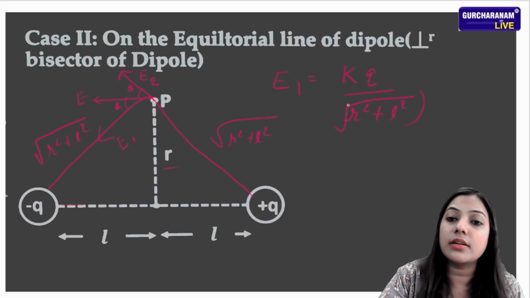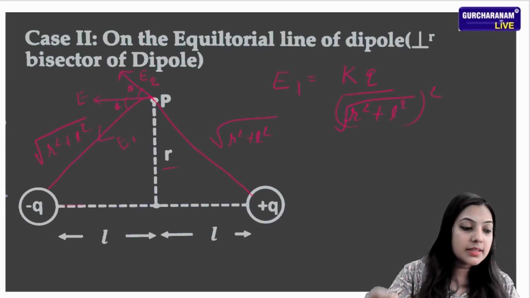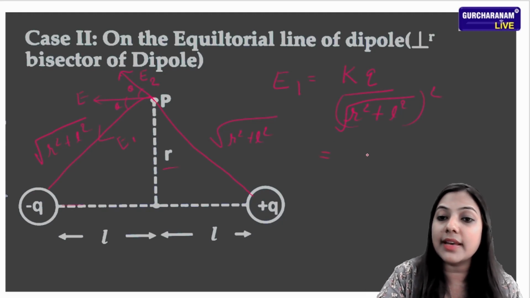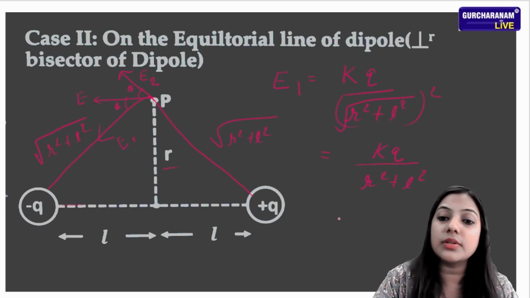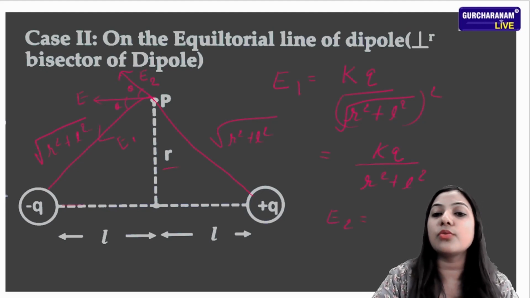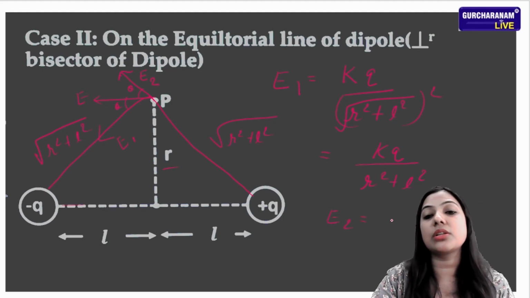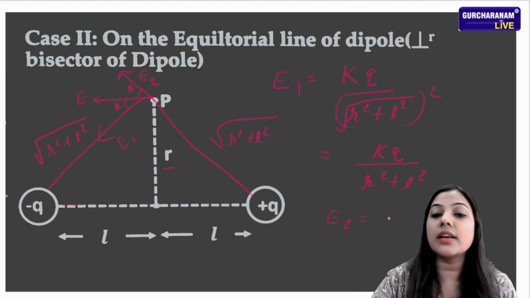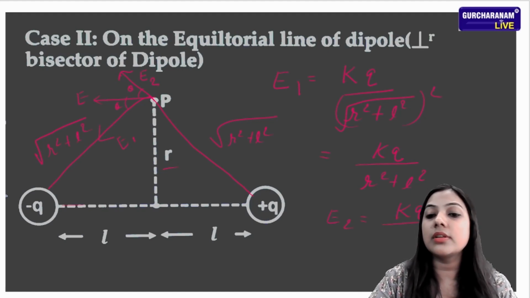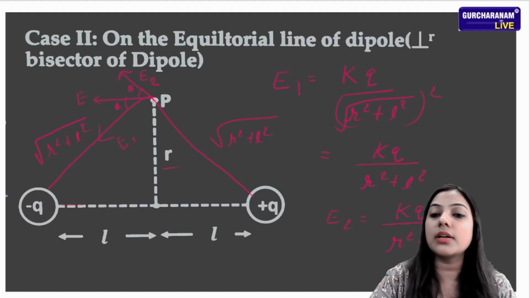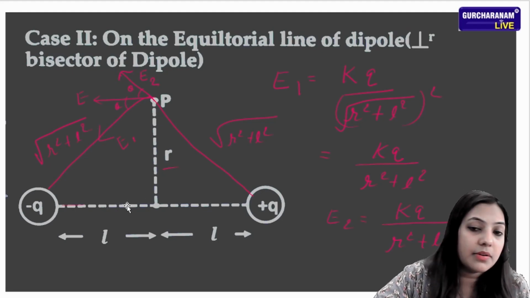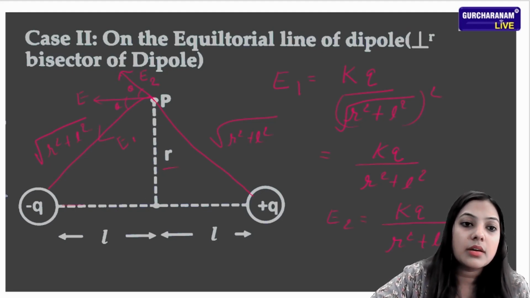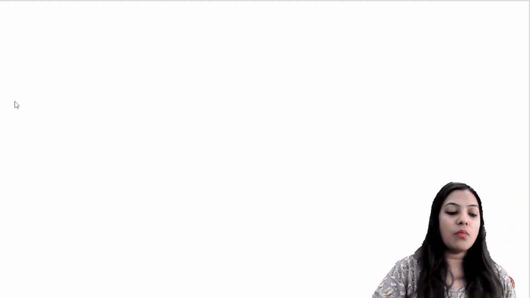So this is the equation, and if we solve this, what we will get? kQ upon (r square plus L square). This is the value of E1, and the value of E2 is also the same. How? The magnitude is the same, and if we square, the negative sign also becomes positive. So this is the same, kQ upon (r square plus L square). This is the value of E2 and E1. So if we solve this, what will we get?